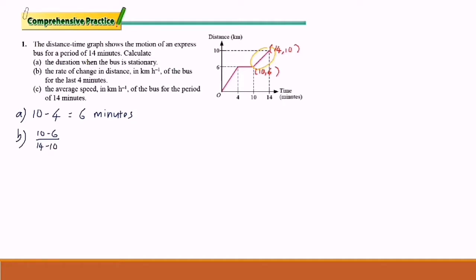And don't forget the unit is kilometer per hour. We need to convert the unit from minutes to hour, so 14 minus 10 divided by 60. The rate of change in distance in kilometer per hour of the bus for the last 4 minutes is 60 km per hour.